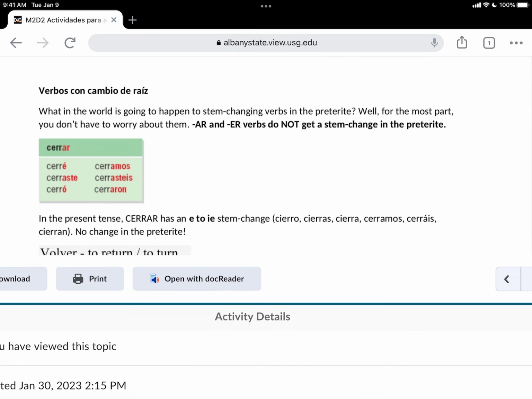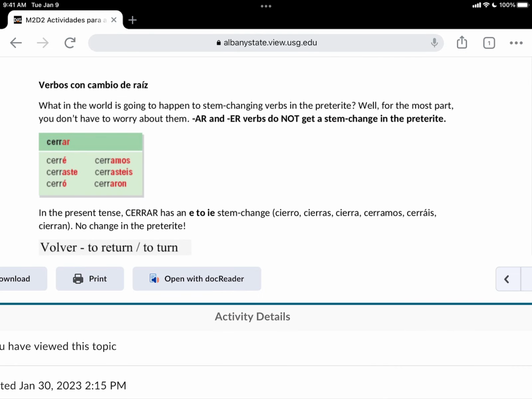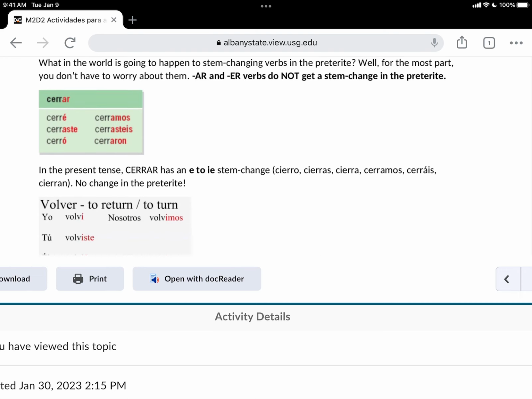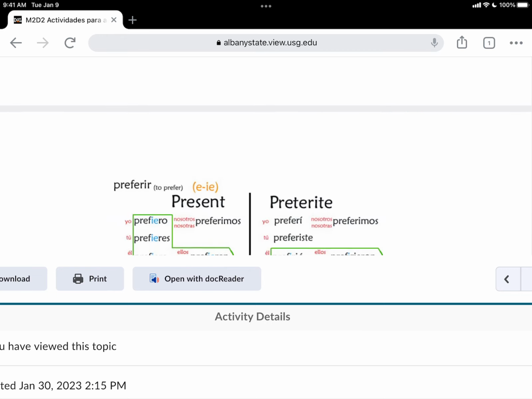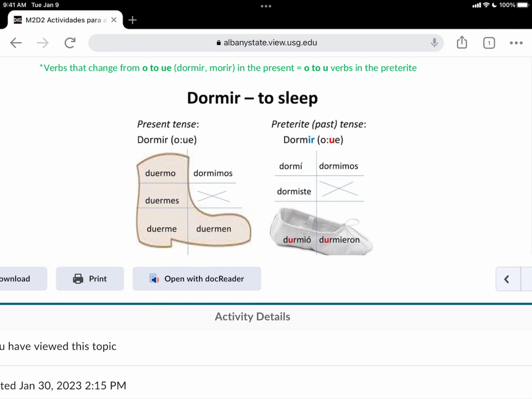Again, to recap, AR verbs do not get a stem change in the preterite. Only the IR verbs that had a stem changer in the present tense will change in the third person singular and plural forms. The E to IE and the E to an I will change from an E to an I in the preterite. So in the present tense, when they change from E to IE or E to I, they will change from E to I in the preterite. And again, the O to UE in the present tense will change to O to U only.